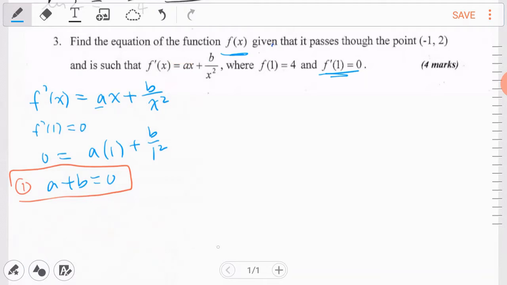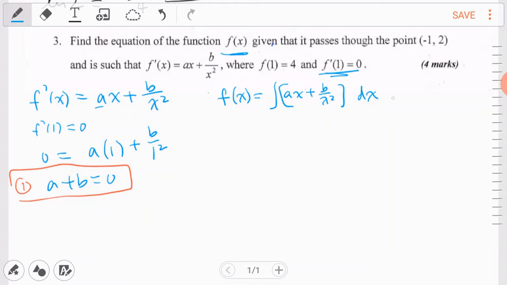Now how are we going to get our second equation? Well, we're given that f of 1 is equal to 4, but we don't have f of x. So here's what we'll do. To get f of x, we can take the integral of this equation right there, and then we'll get f of x, since this is the derivative of f of x. So let's start off. Over here, f of x is equal to the integral of ax plus b over x squared with respect to x. And it's good to write this properly, just to show that you understand what you're doing.